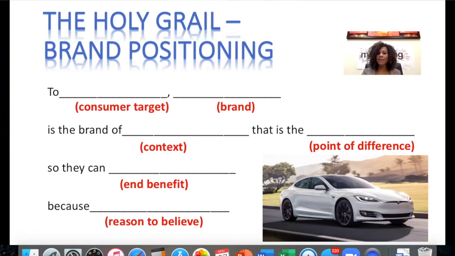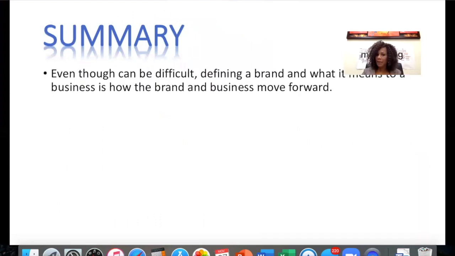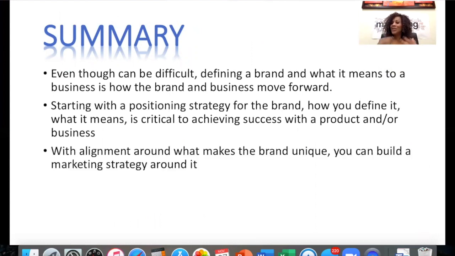So now, in summary, of our intro to talking about branding, just a few things. Even though it can be difficult to define a brand, it really is a critical thing. And we start with the positioning strategy for the brand, like we just went over how you define it, what it means. And ultimately, once you have alignment among yourself and obviously your colleagues or whoever you're working with, what makes your brand unique, you can build a marketing strategy around it.